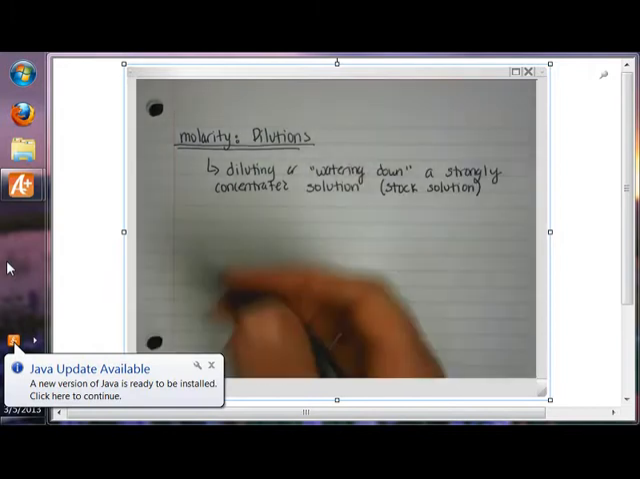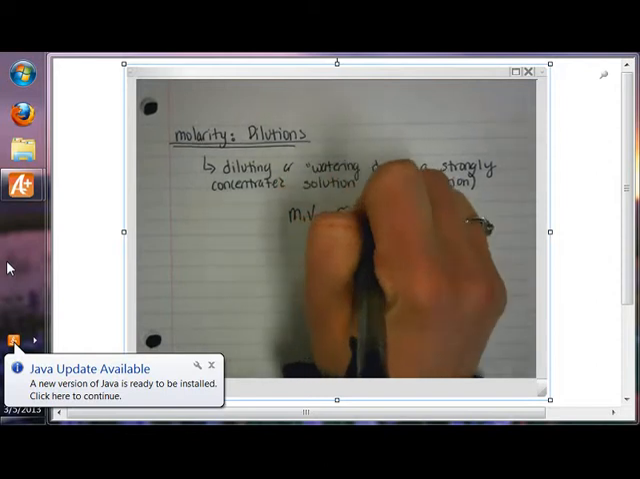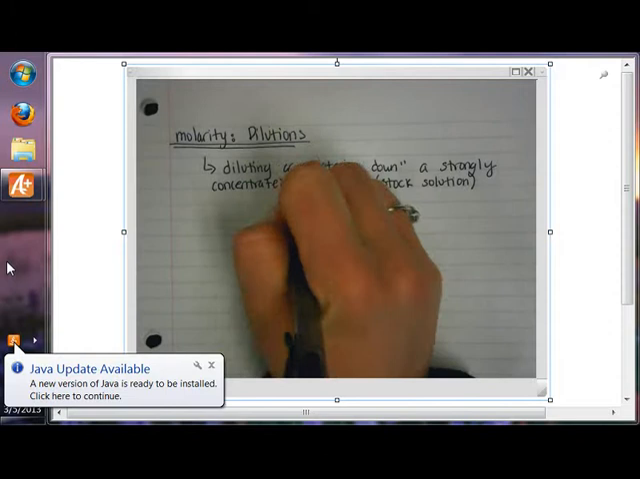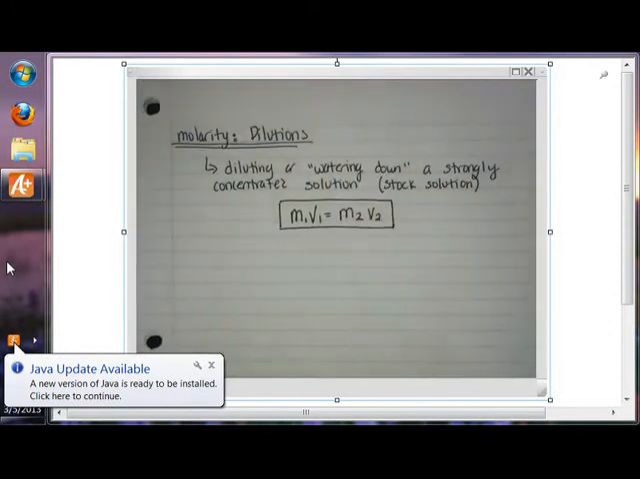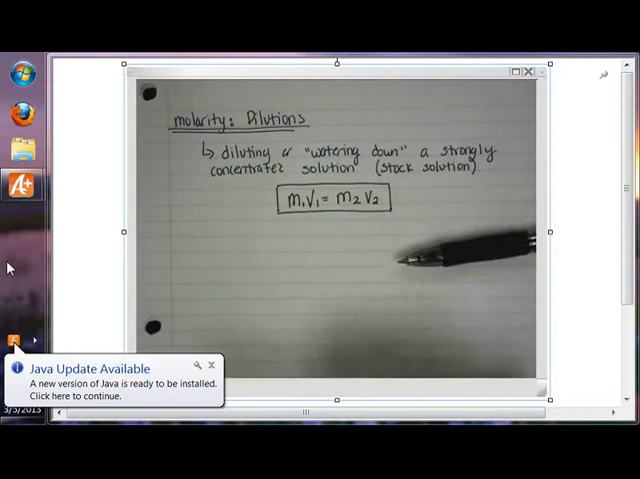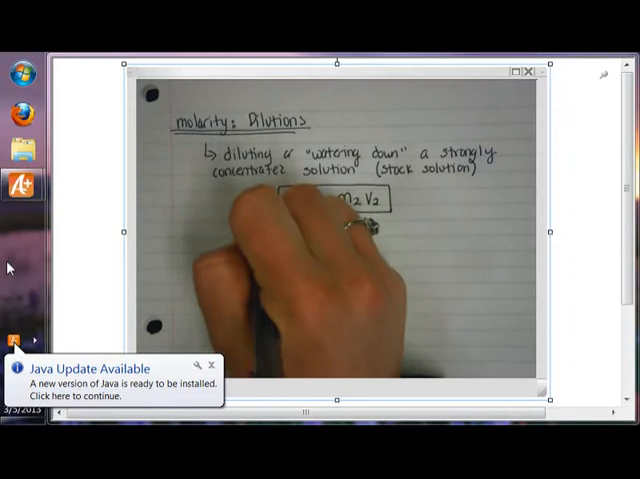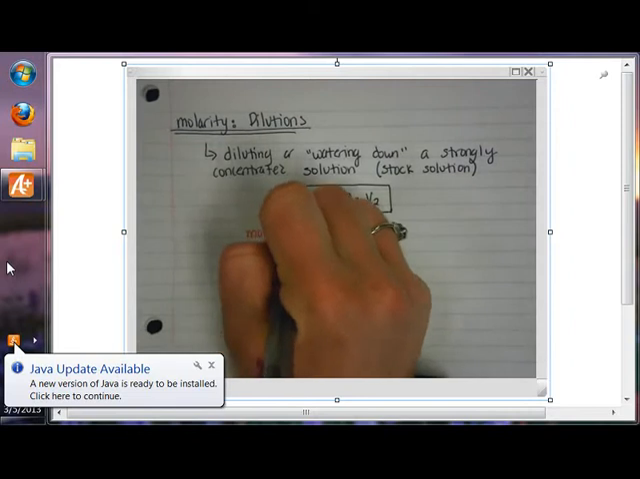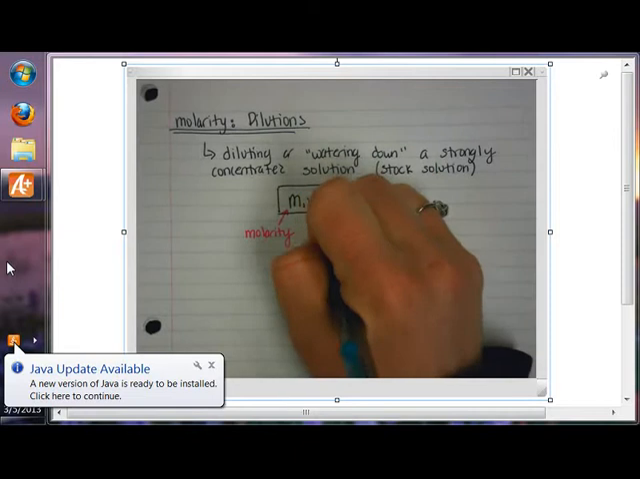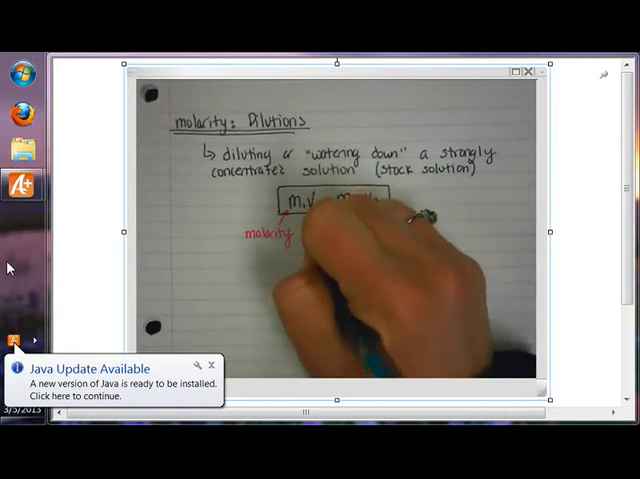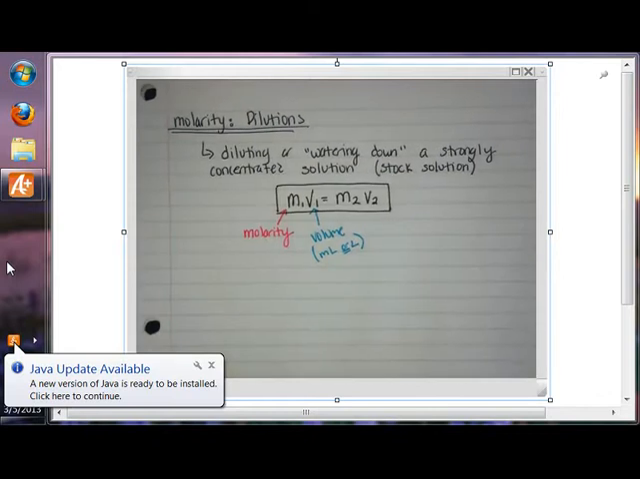M1 V1 equals M2 V2. I'm going to box my equation. And where M1 is just the molarity, and V1 is the volume. Now, it could be in milliliters or liters. It doesn't matter. Okay, and we're just going to do one example.